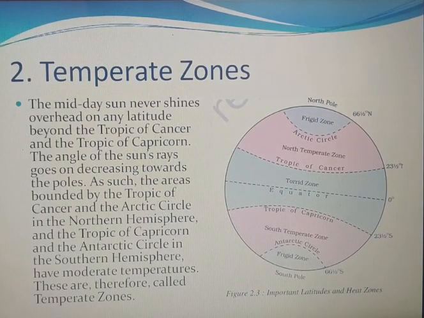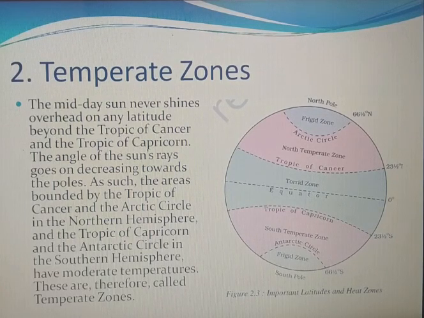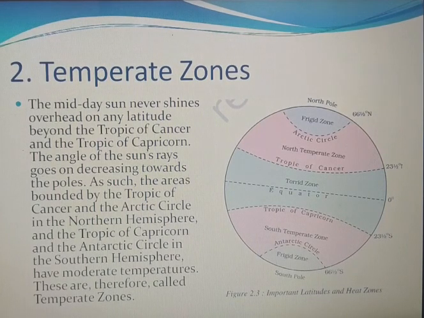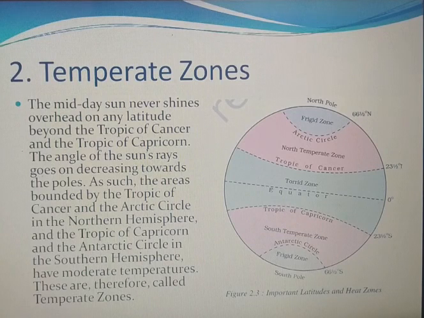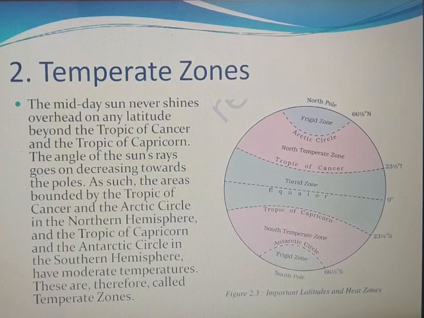The midday sun never shines overhead on any latitude beyond the Tropic of Cancer and the Tropic of Capricorn. The angle of the sun's rays goes on descending towards the pole. As such, the area bounded by the Tropic of Cancer and the Arctic Circle in the northern hemisphere, and the Tropic of Capricorn and the Antarctic Circle in the southern hemisphere, have a moderate temperature. This is therefore called the temperate zone.